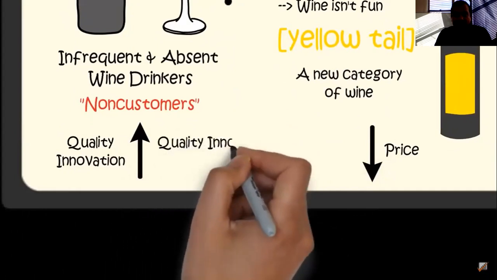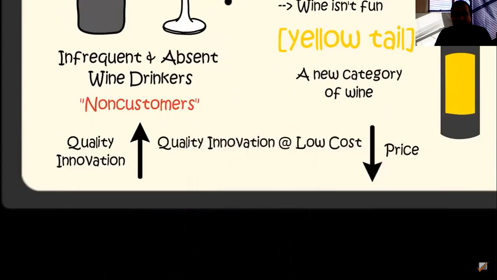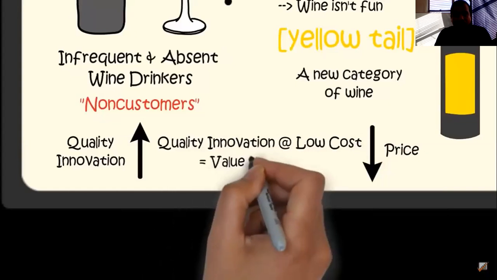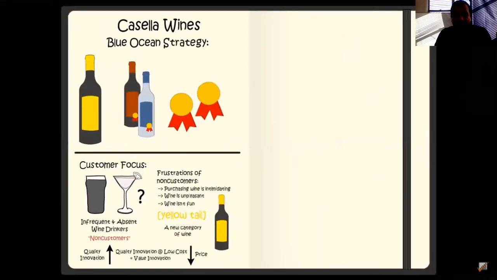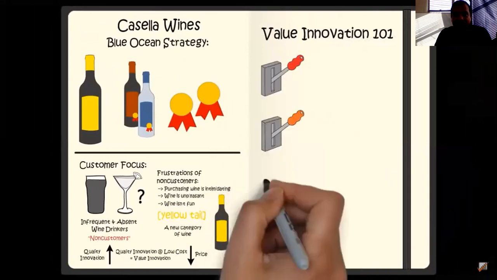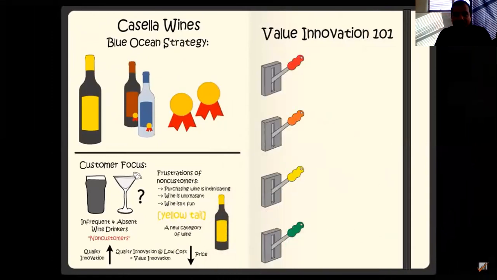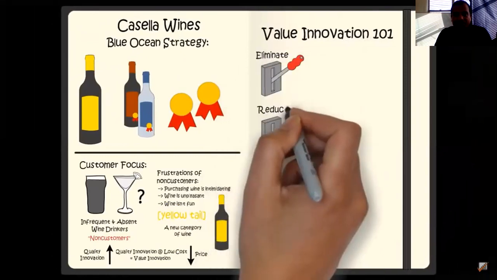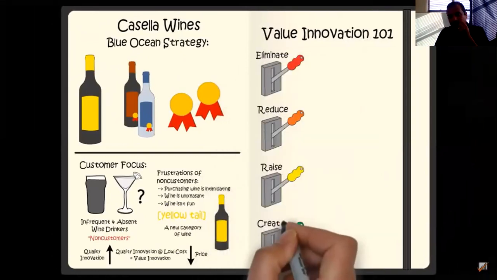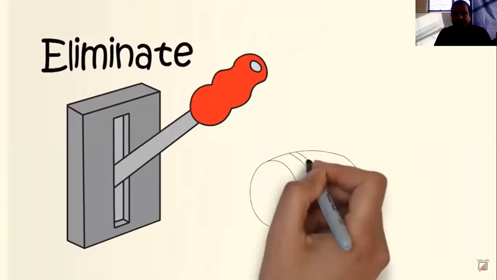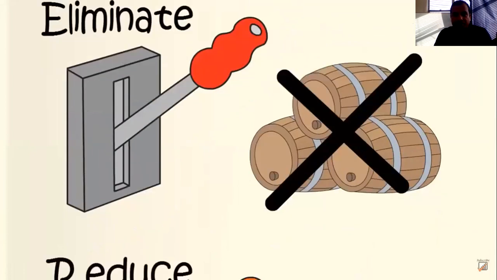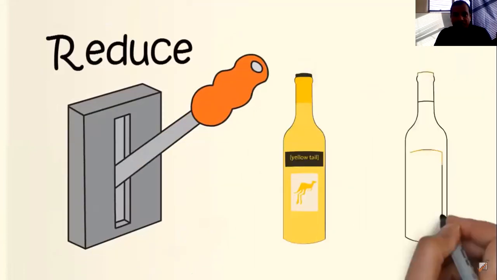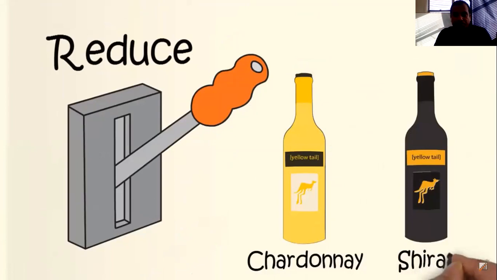The ability to create an innovative new product while at the same time keeping costs low is what the authors call value innovation, and it's at the heart of every blue ocean business. To achieve value innovation and discover blue oceans of opportunity, Casella Wines adjusted 4 levers during the development of the Yellowtail: eliminate, reduce, raise, and create. First, they eliminated the aging process of their wine and saved money on oak barrels and storage costs. Then they reduced the inventory to just 2 wines, a white Chardonnay and a red Shiraz.